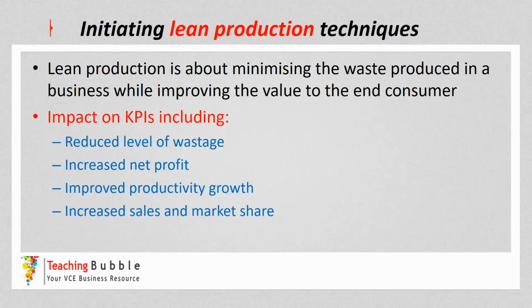Now, during operations, we looked at lean management or lean production, and so another strategy that businesses can implement is initiating lean production techniques. So just a reminder that it's about minimizing the waste produced in a business while improving the value to the end consumer. So if it's about minimizing waste, they may implement it in response to a high level of wastage. Therefore, it's going to reduce the level of wastage that a business has, which could then lead to increased net profits.